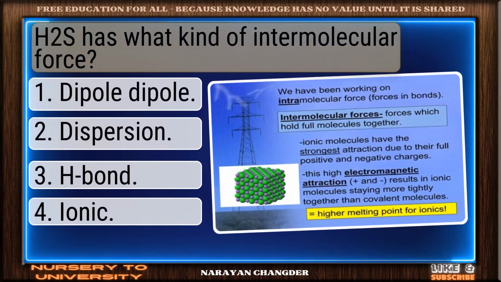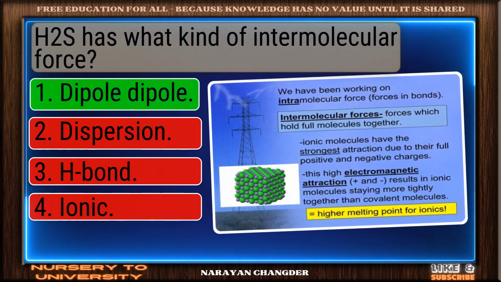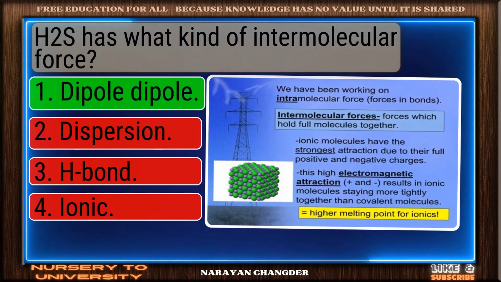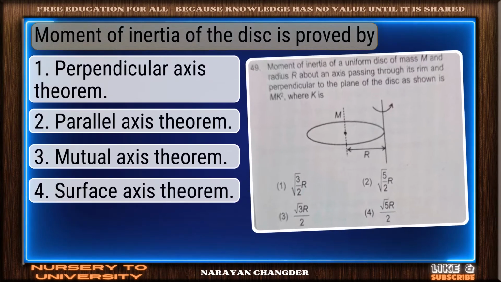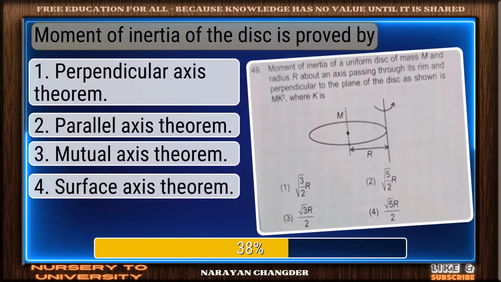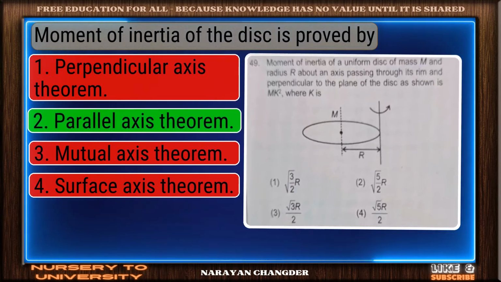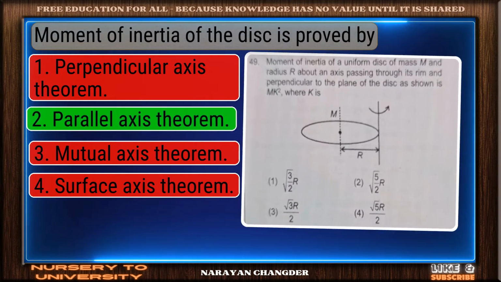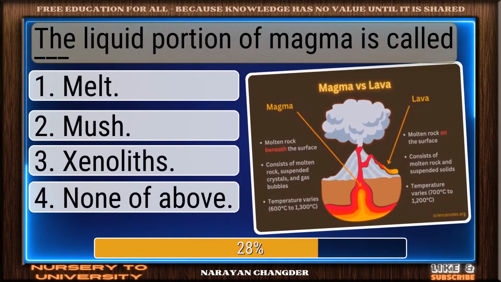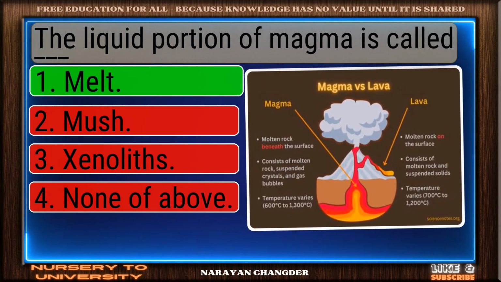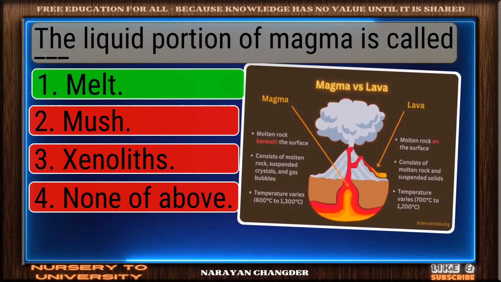H2S has what kind of intermolecular force? You got it. Your choice dipole-dipole is right. Moment of inertia of the disk is proved by. Perfect. Parallel axis theorem is the correct choice. The liquid portion of magma is called dash. Smart move. Melt is an accurate answer.